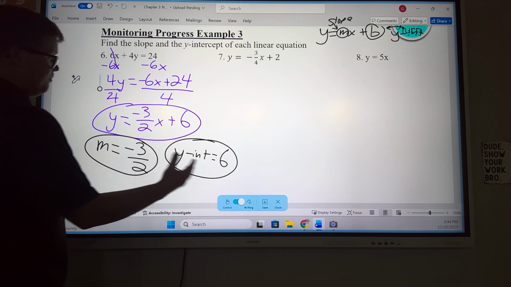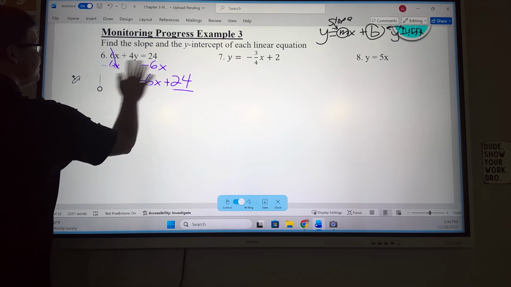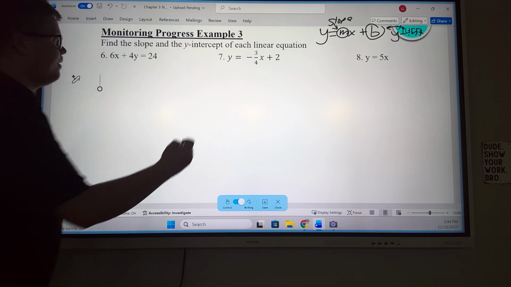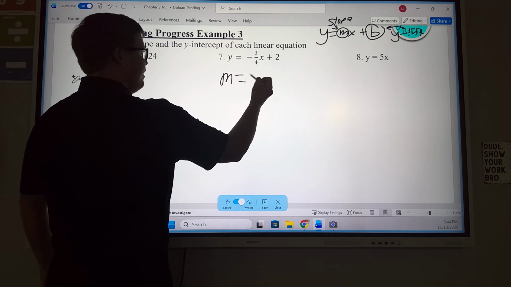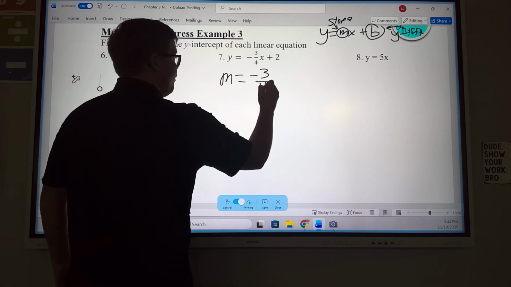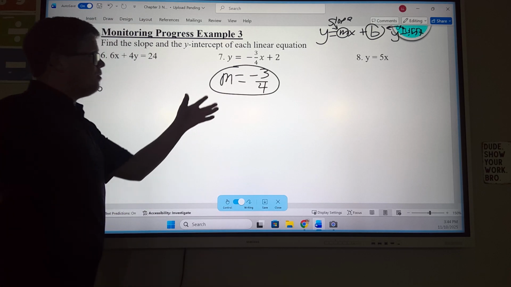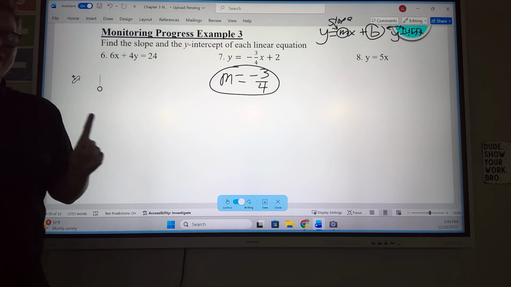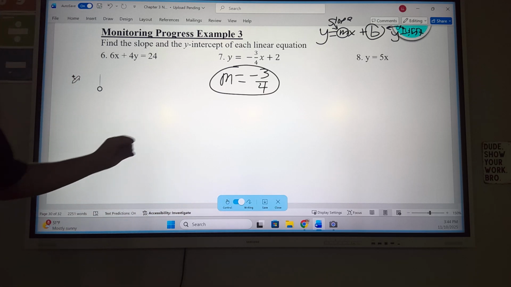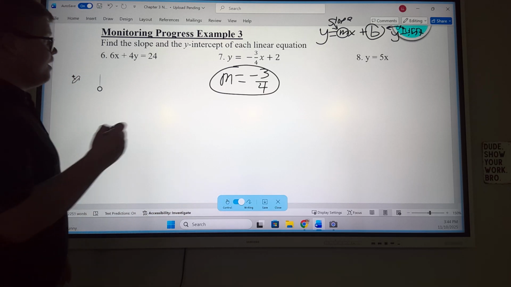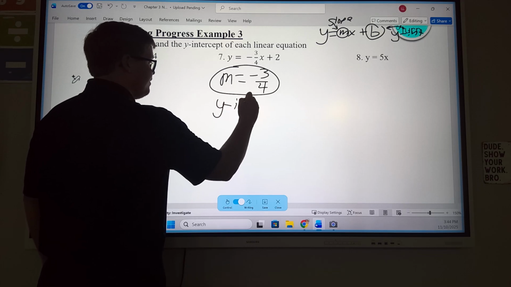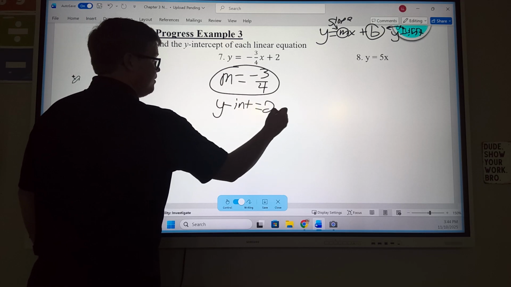I'm going to erase this so I can move on to 7. Okay, we look at 7, it's already in slope-intercept form. We have m equals whatever's attached to x, which is negative 3/4. One thing I want to highlight here is our slope is negative 3/4. It is not negative 3/4 x. Do not include that x with your slope. If you do, I'm going to count it wrong. Okay, then we look at our y-intercept. The only thing that's really left is that whole number, and it's 2.